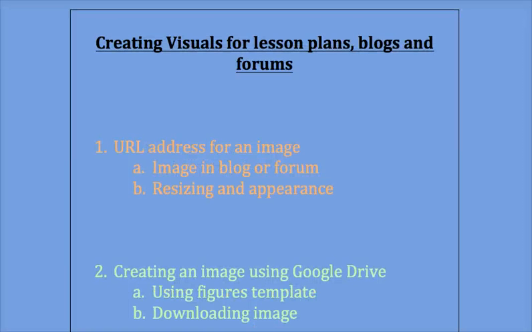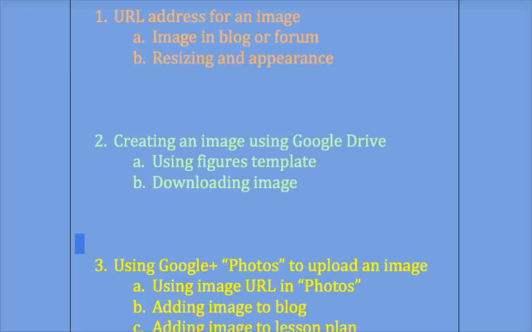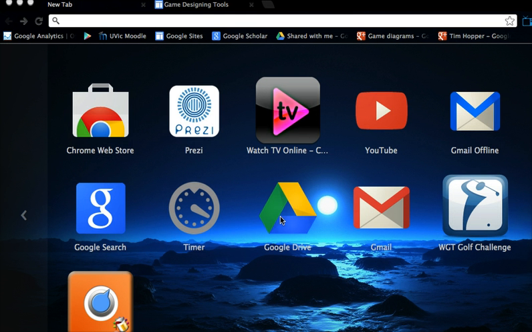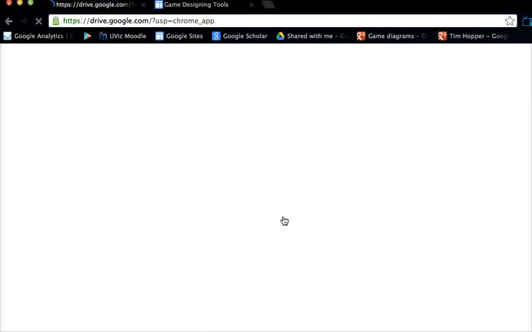We're going to look at how to create an image using Google Drive that you can then import figures into and then download the image, creating diagrams for gymnasiums or outside in the field. So if you log on to your Google Drive, the emblem looks like this.